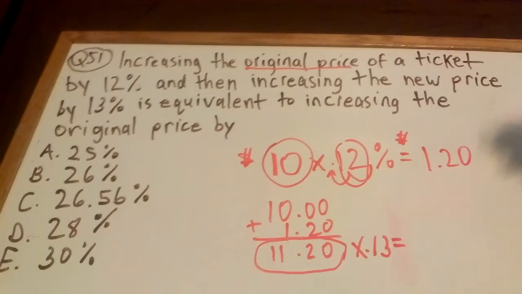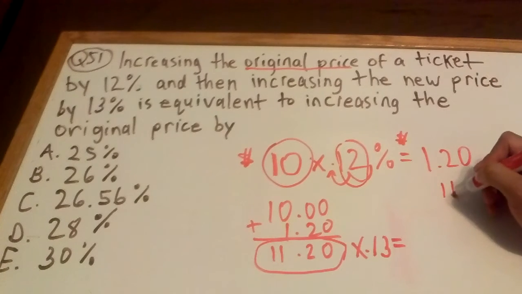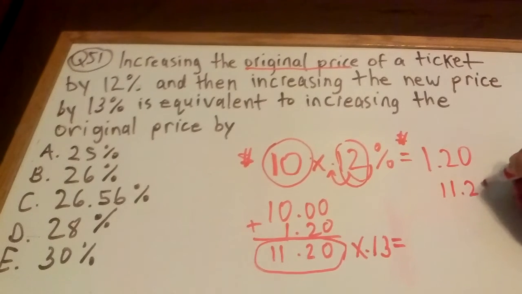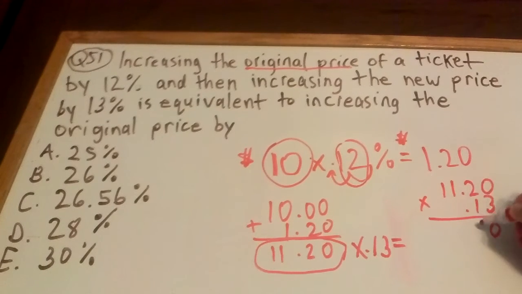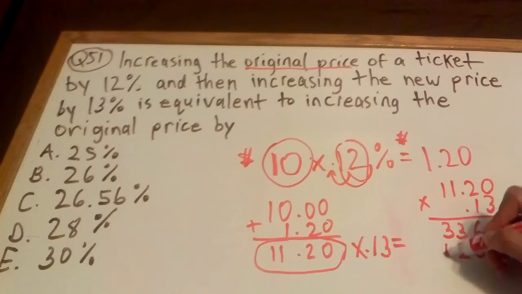Let's make some room. Well, we think we have enough room right here. So let's just go 11.2 times 0.13. So we do 3 times 0 is 0. 3 times 2 is 6. 3 times 3 is 3. 3 times 3 is 3. Now put a 0 here as a placeholder and go on. 1 times 0 is 0. 1 times 2 is 2. 1 times 1 is 1.